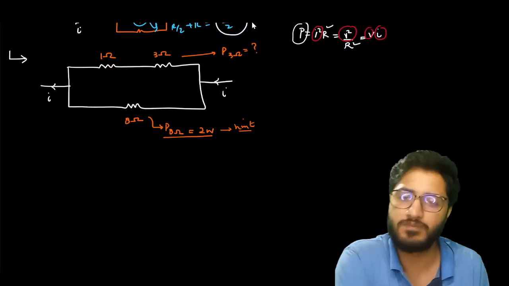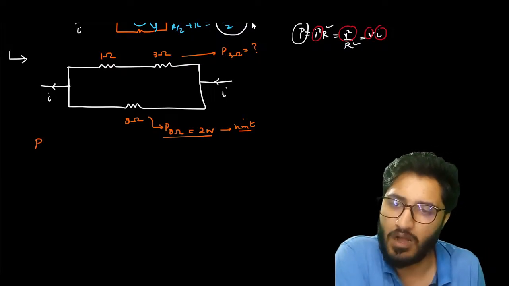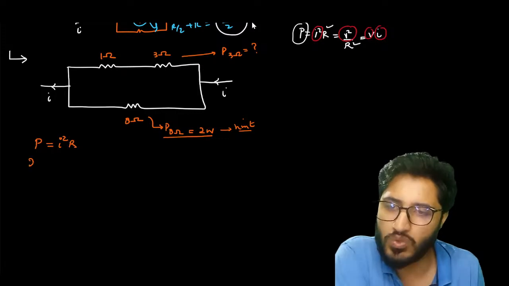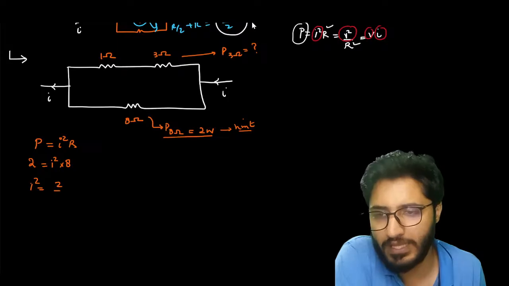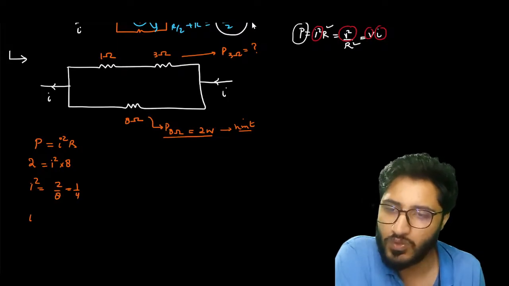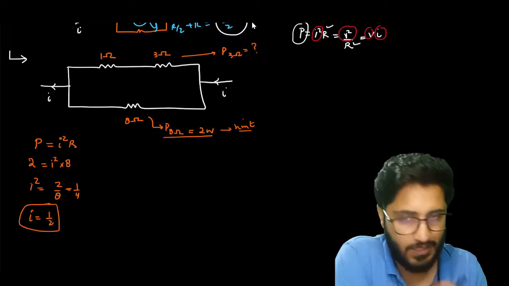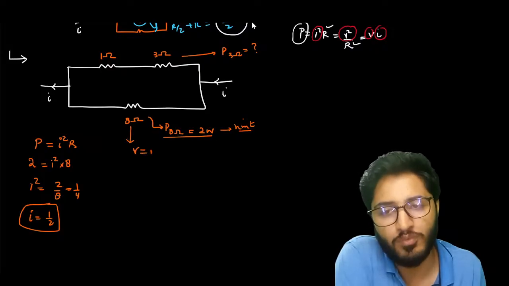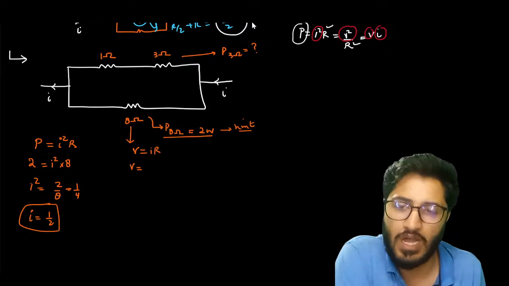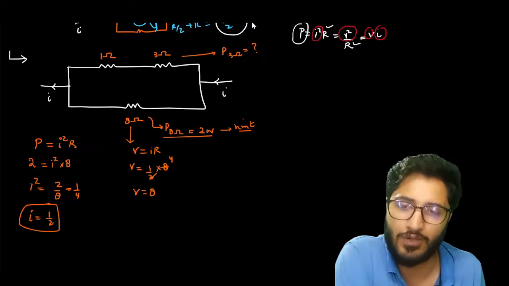How, sir? Look, what is power? Power is equal to I square into R. Power is 2 watt. I square we don't know. R is 8. So I square is equal to how much? It will be 2 by 8, that means 1 by 4. So current I came out to be 1 by 2 only. So what will be the potential difference according to Ohm's law? I is 1 by 2, R is 8. 2 ones are 2, 2 fours are 8. So V came out to be 8 volt.